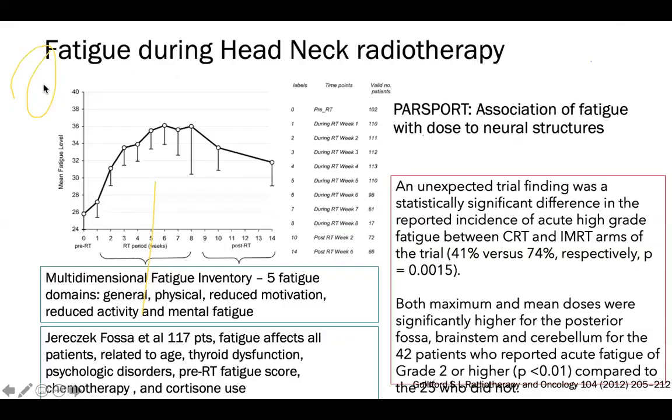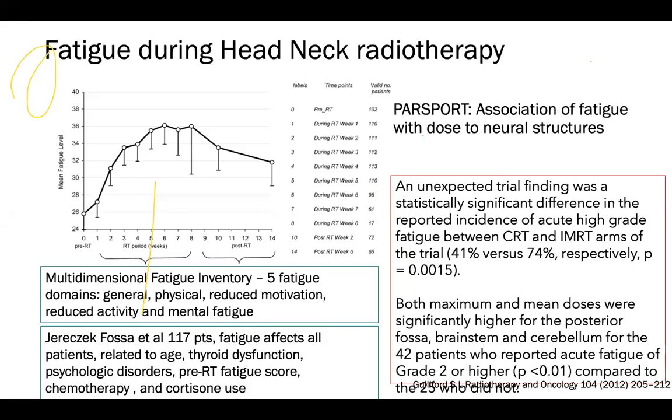Then interestingly, fatigue is one of the corollaries. So fatigue was noted in the PASSPORT trial as a post hoc analysis.